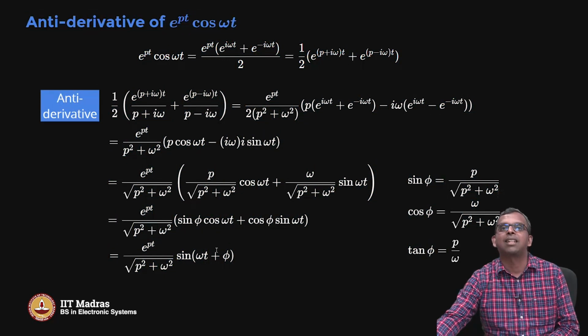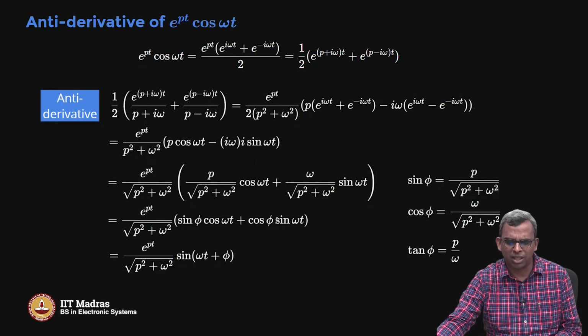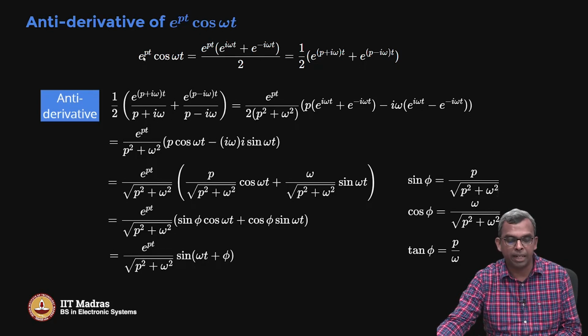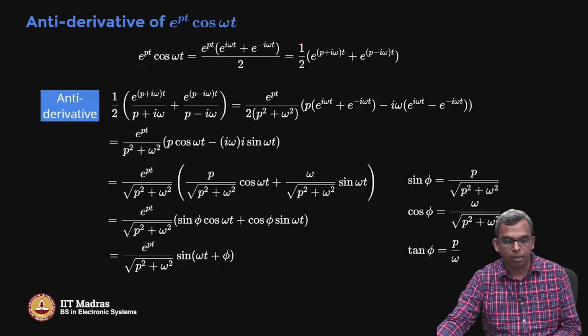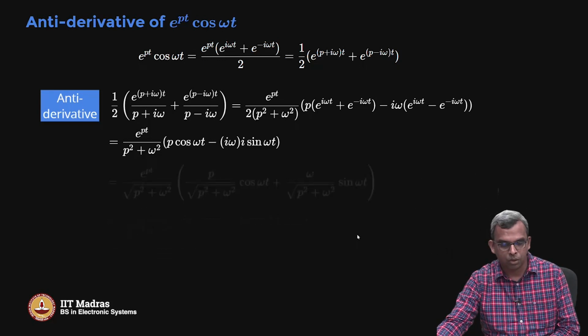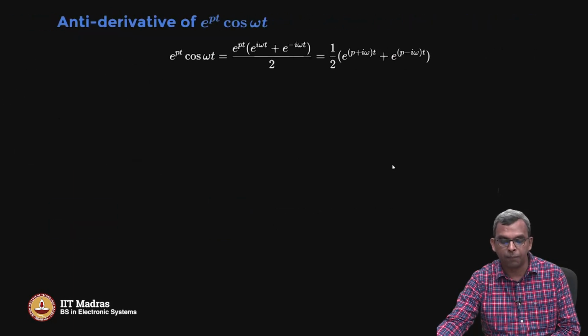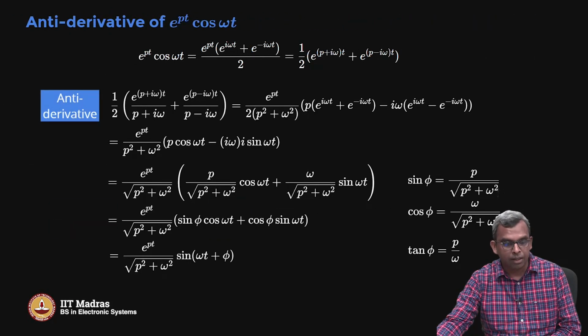Okay. So that is the final antiderivative calculation. It involved a little bit of calculation, but finally the answer is really, really simple. E^(pt) cos omega t, the antiderivative, let me just go through, do I want cos omega t? Yes, I want cos omega t. Okay. So for e^(pt) cos omega t, the antiderivative is e^(pt) sin(omega t plus phi) divided by root of p squared plus omega squared. Very, very nice and simple expression, and there are a lot of reasons why it has to be of this form, and that form is very, very useful to us.